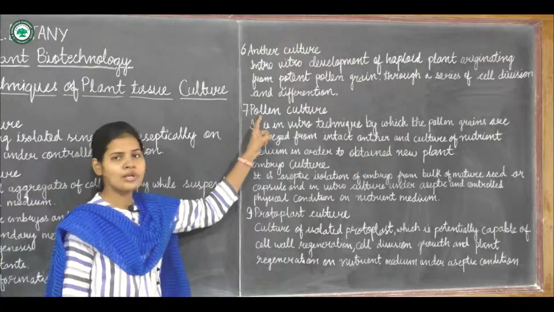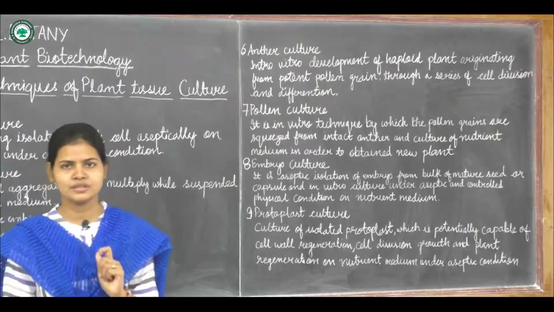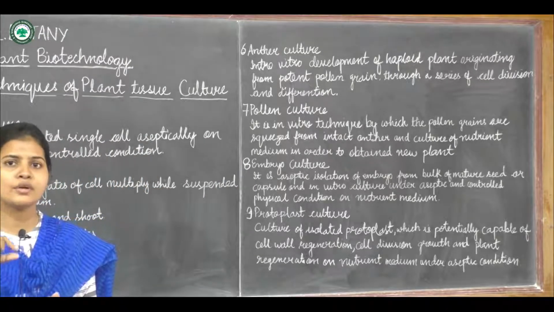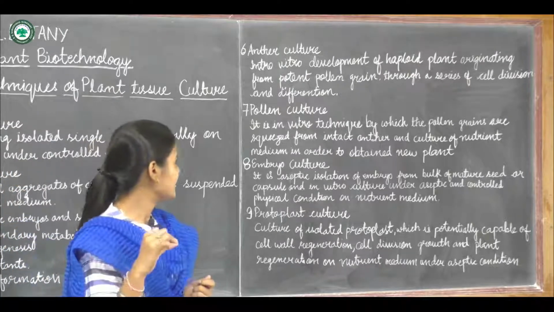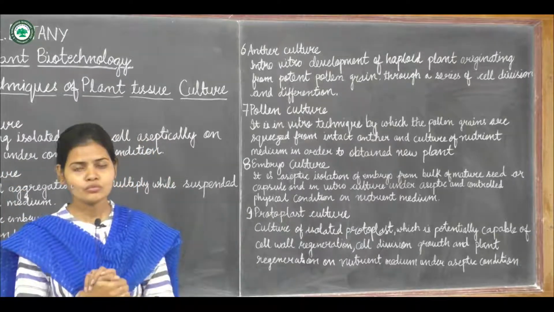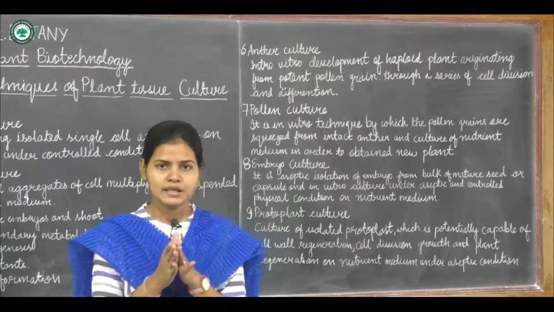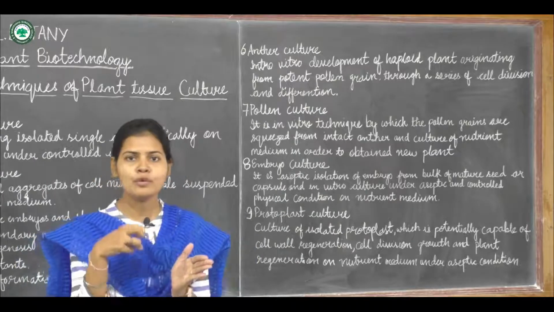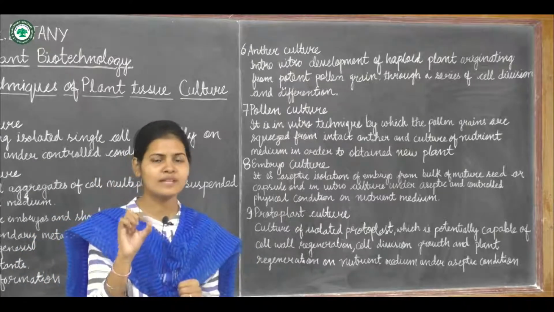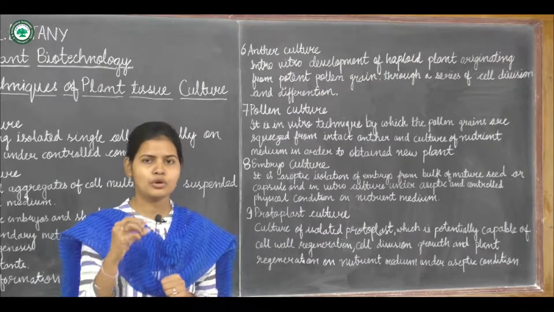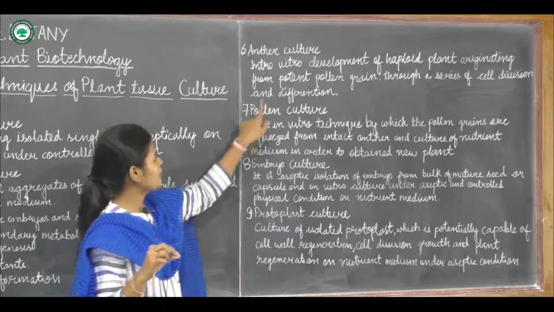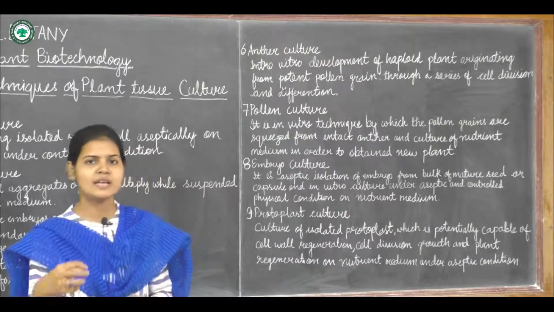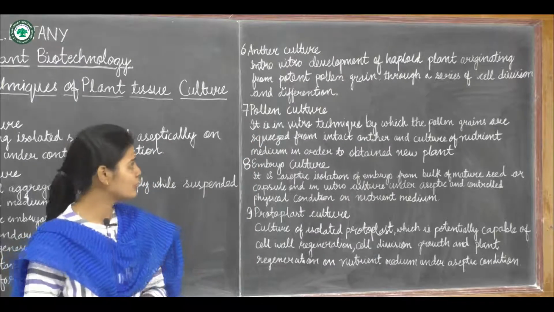Now next is pollen culture. Now what is happening in pollen culture? As in the case of anther culture, we are taking the complete anther, which consists of a number of pollens. But in the case of pollen culture, the anther is broken, and from that pollens are taken, and particularly a single pollen is used. So a particular pollen is taken and it is allowed to grow on a nutrient medium.